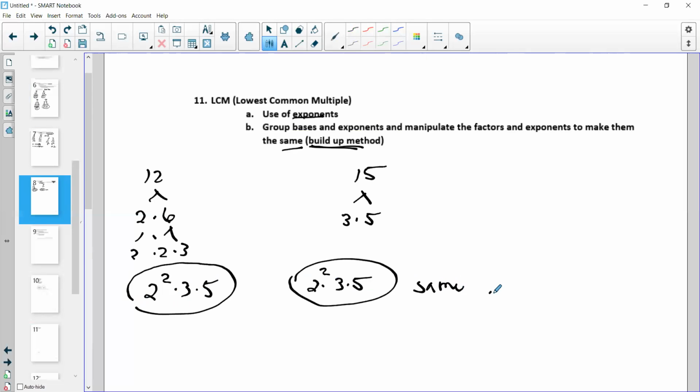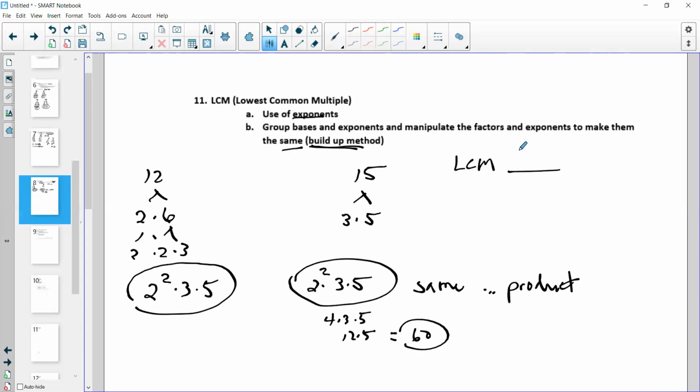And then we're just going to find the product. So this is 4. 2 squared is 4. And 4 times 3 is 12. And 12 times 5 is 60. So that just means that the lowest common multiple of 12 and 15 would be 60.